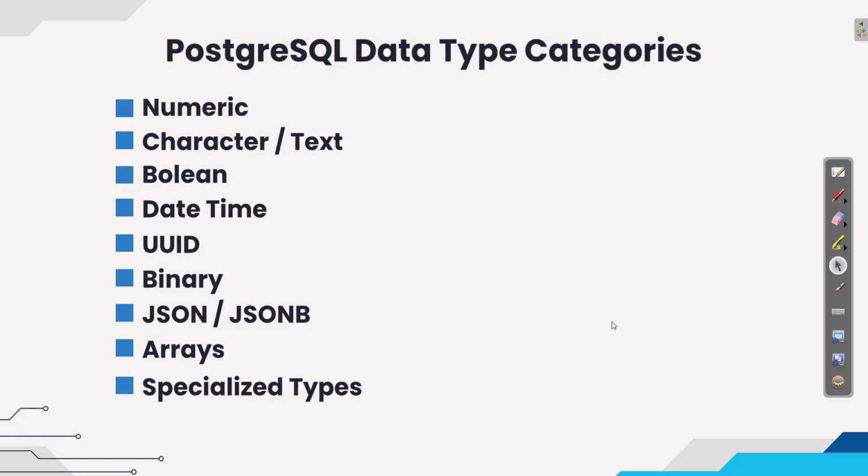Okay, Postgres data type categories. There are a lot of data type categories, so we will discuss the prominent data types which are used mostly: numeric data types, character and text, Boolean, datetime, UUID, binary data type, JSON or JSONB, arrays, and specialized types.